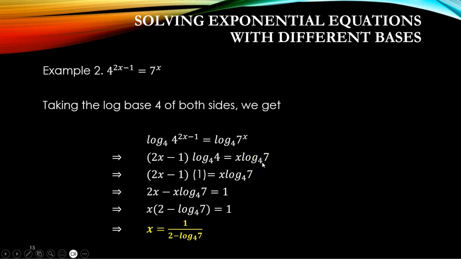Now, since you're solving for x, all x's have to be on one side. So 2x minus 1 is equal to x logarithm of 7 base 4. So transpose this to the other side. And then the negative 1, transpose to the other side. And then factor out x. You're left with 2 minus logarithm of 7 base 4 times x is equal to 1. And then just divide that. I would have this as an answer.